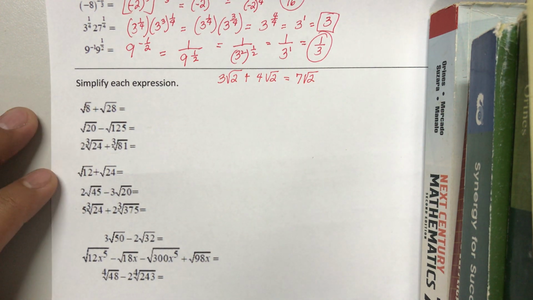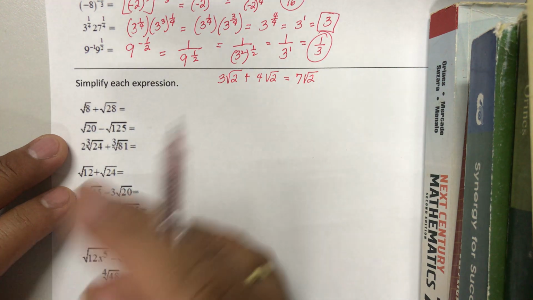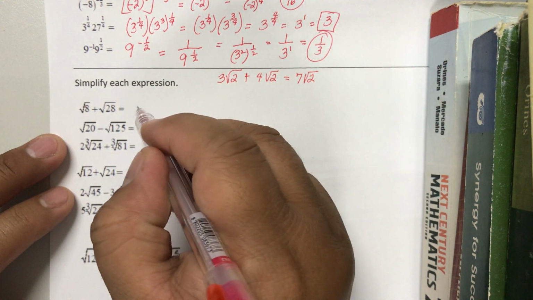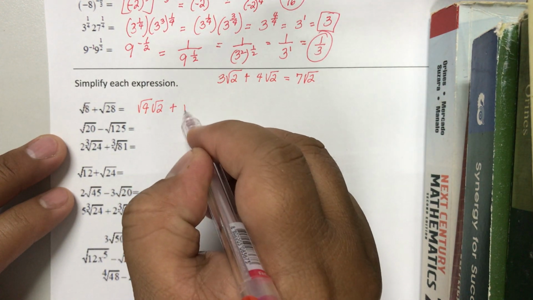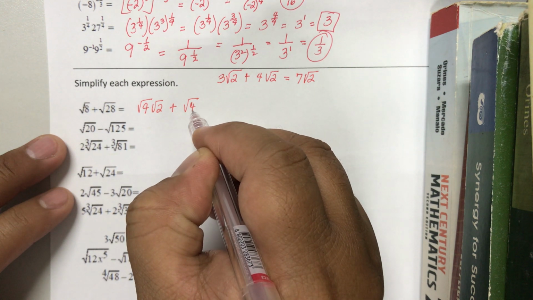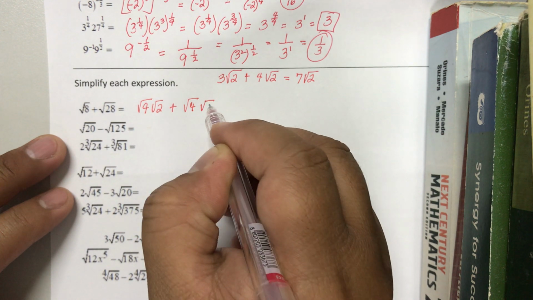Now in this case, say for number 1, you are to add square root of 8 with square root of 28. So how do you do that? You express the two radical expressions such that they will have the same radicands. So square root of 8 will be simplified into square root of 4 times square root of 2, while the square root of 28 will be the square root of 4 times square root of 7.